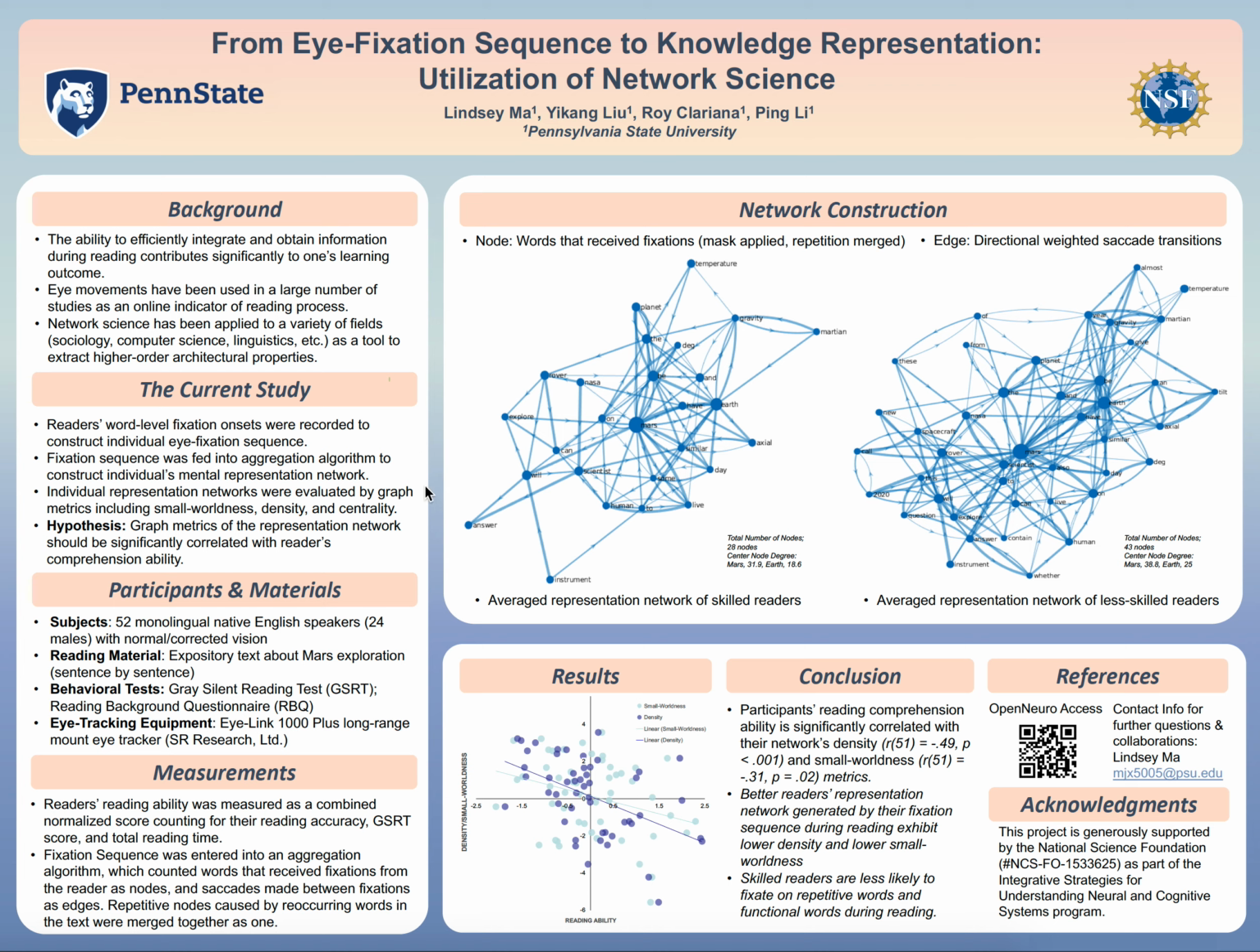And for the third step, we used some most commonly accepted graph metrics to evaluate and quantify each individual representation network. These metrics included small-worldness, density, and centrality. And our hypothesis is that these graph metrics of the representation network should be significantly correlated with readers' comprehension ability because essentially it's derived from people's eye movement patterns during reading.